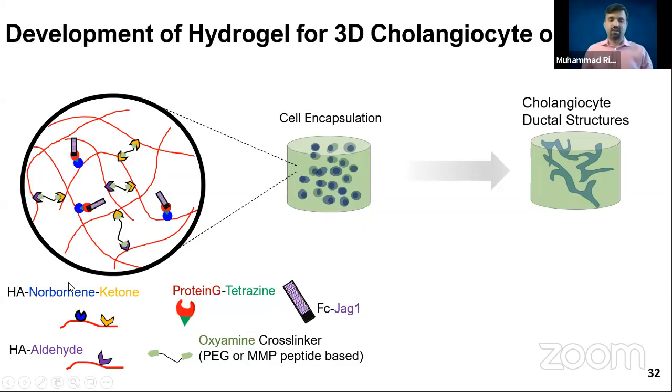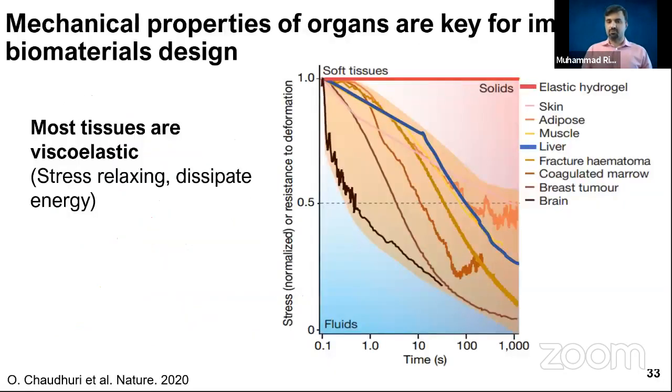We basically use click chemistry to make these hydrogels. And we have, again, that jagged protein, which is really critical in the context of liver. So jagged protein was also immobilized onto these hydrogels by using protein G, through affinity. So this was the goal, making these ductal structures or bile duct structures. How did we achieve that?